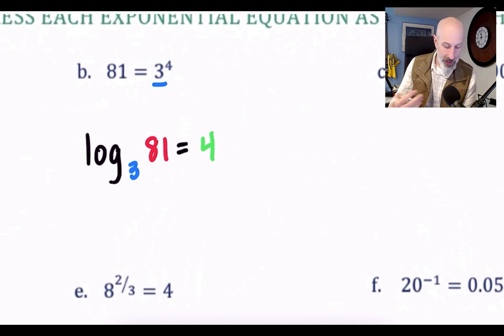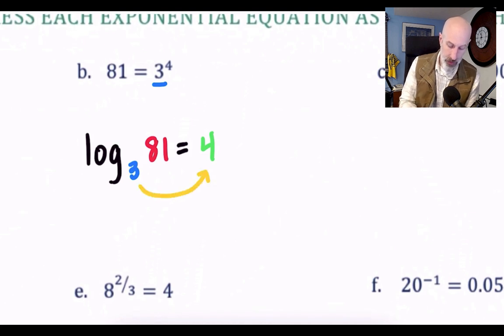Back on the previous page, we had said that 81 equals 3 to the 4th, letter B, can be rewritten as log base 3 of 81 equals 4. Well, I'm going to translate it back and see if I get the same thing I started with. 3 to the 4th power is equal to 81. Yes, 3 to the 4th power is equal to 81.